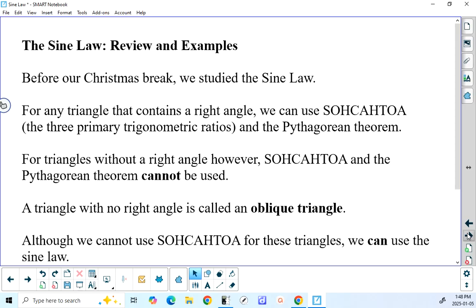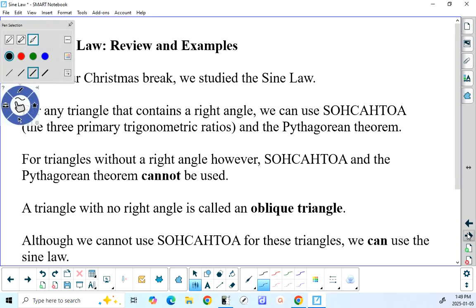Just make a note to yourself, though, that the sine law, and this is for everybody, but particularly for those of you that might have been absent on that Friday before the break, is not the same as sine of theta equals opposite over hypotenuse. That's a different thing.